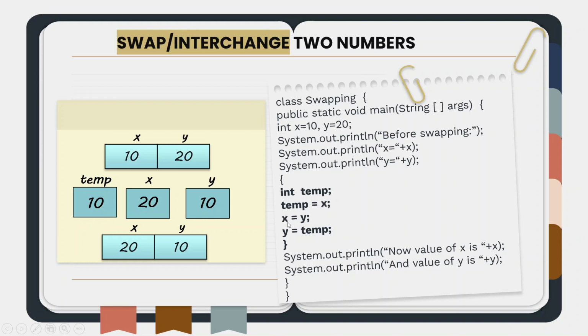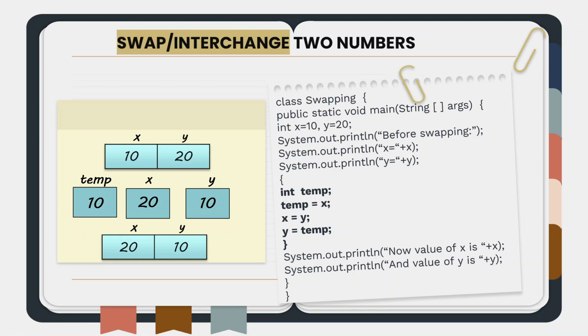Directly you can't assign x equal to y. Before assigning, store the value of variable x in some temporary variable. So the value of x is now in the temp variable. Now temp is 10. And then I am assigning the value of y to x. So the value of x will be y, that is 20. And now y doesn't need the value of x but needs the old value of x, that is in temp. So here I am writing y is equal to temp, which is 10. This way we are interchanging the values.